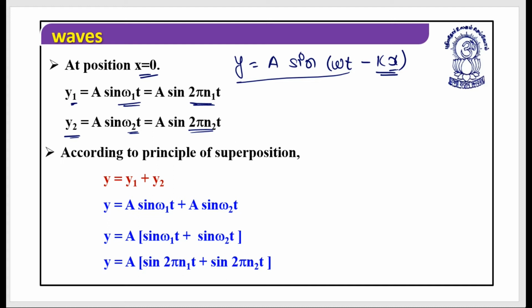And according to the principle of superposition, when I superpose these two, y equals y1 plus y2. So y equals a sin omega1 t plus a sin omega2 t, and that would be equal to a into bracket sin omega1 t plus sin omega2 t.